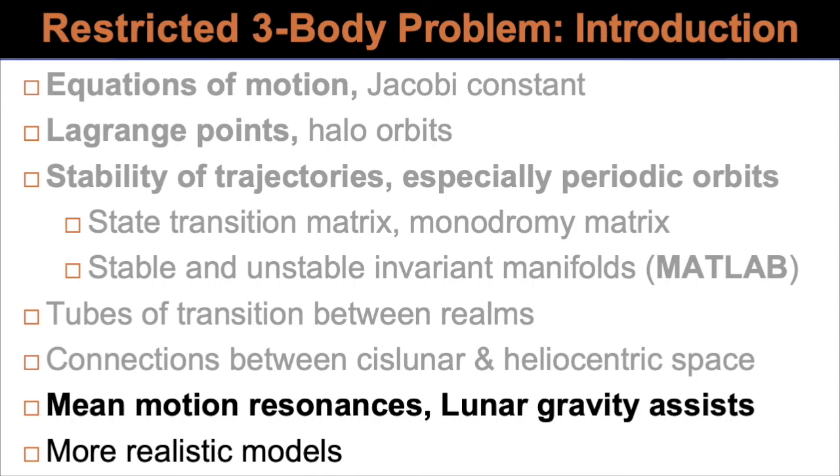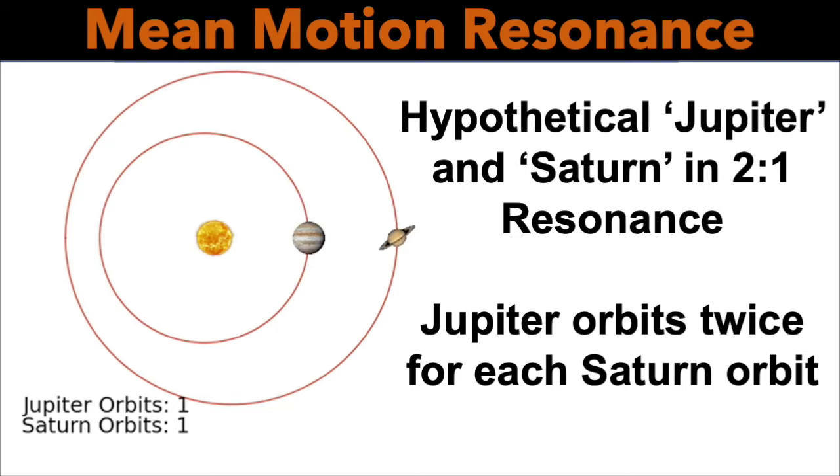All right, so mean motion resonances from the three-body problem point of view. This is just showing, hopefully you have an idea of what resonance is. This is just a hypothetical Jupiter and Saturn in a 2-to-1 resonance. So Jupiter orbits twice for each one orbit of Saturn. And so when you have situations like this, the masses can perturb each other. In our case, we have the moon. Instead of the sun, we have the Earth. And then we've got a spacecraft that can be perturbed by having these periodic meetups with the moon, or periodic close approaches.